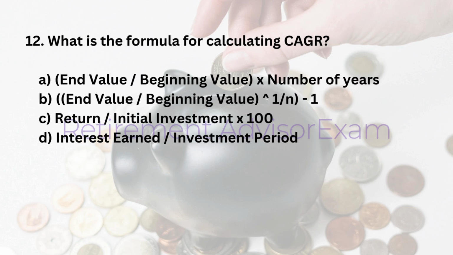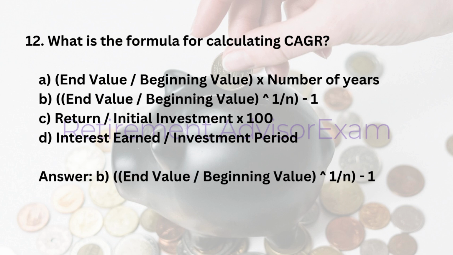12. What is the formula for calculating CAGR? A. End value / beginning value, x number of years. B. (End value / beginning value)^(1/n) - 1. C. Return / initial investment x 100. D. Interest earned / investment period. Answer: B. (End value / beginning value)^(1/n) - 1.